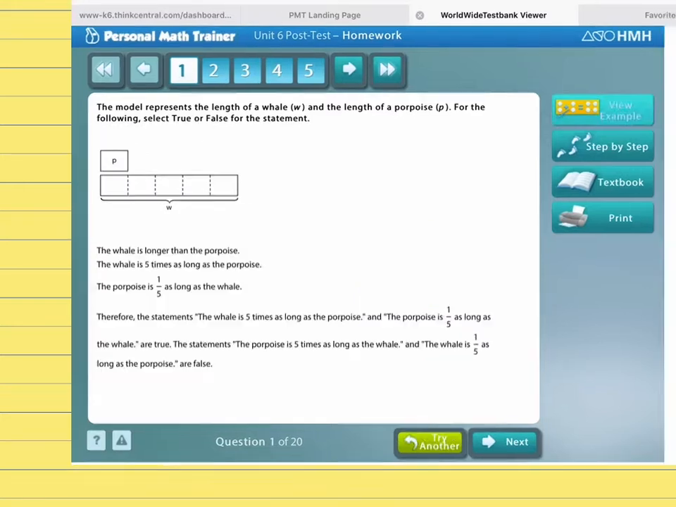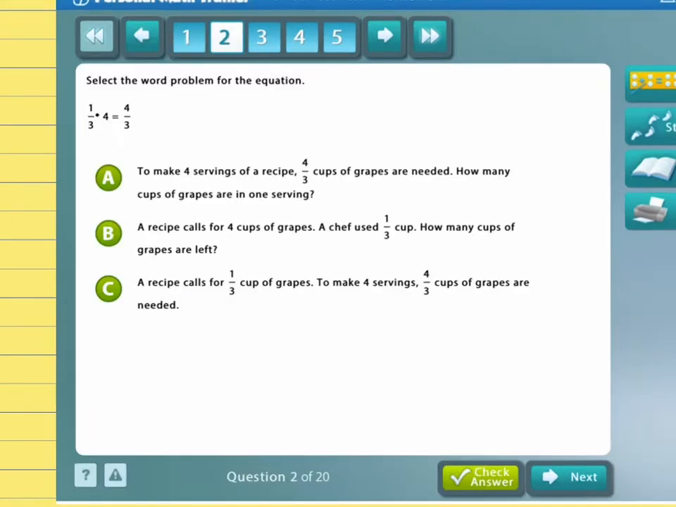Let's check out Think Central. There it is right there. So we are true on that. Pause the video and make sure you understand the comparison bar model. Next problem: select the word problem that represents this equation.